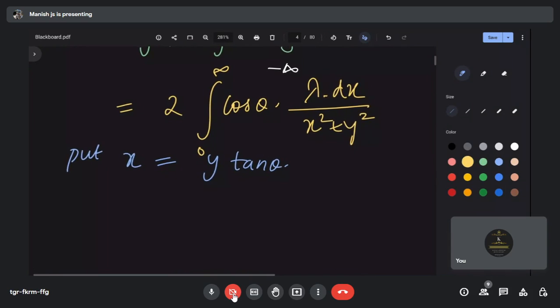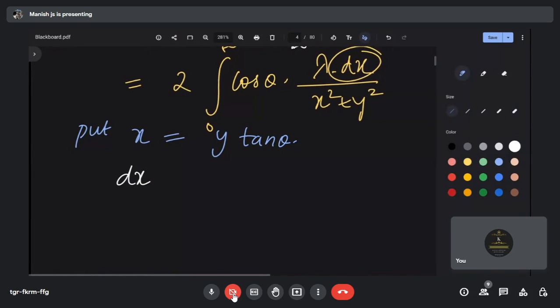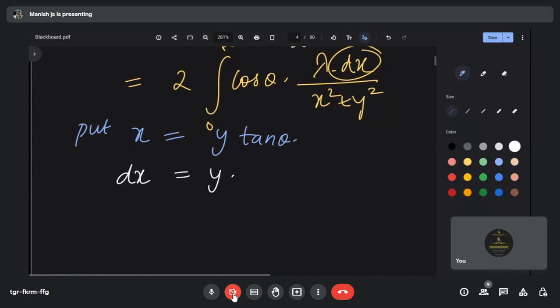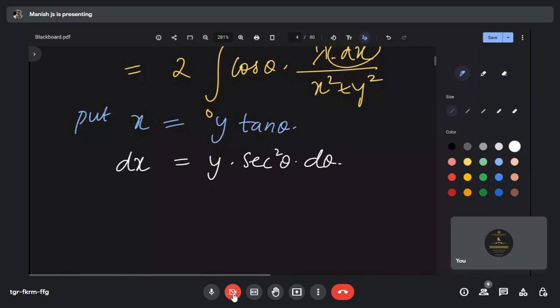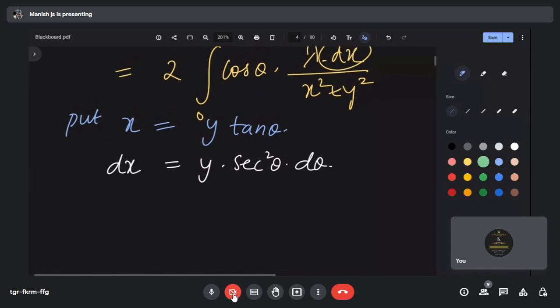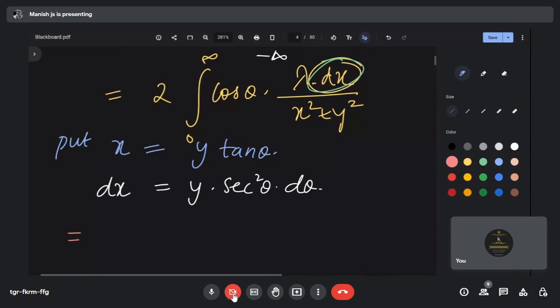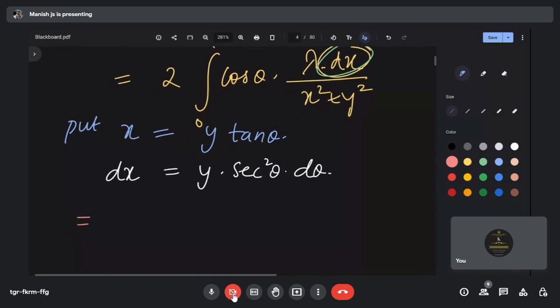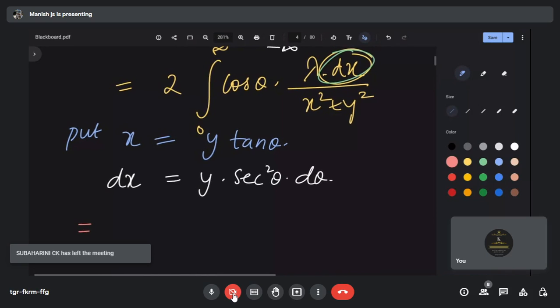We need dx, isn't it? Because we need dx, we bring in this relation. So when you differentiate, you will get dx is equal to y times the differentiation of tan theta. The differentiation of tan is secant square theta into d theta. That is the differentiation concept. Differentiation of tan is secant square theta into d theta. Okay? So we will get it like this. Now we take this and substitute it in place of dx. So what do we get? You will get 2. Constants, take them all out first. So the constant is lambda, you can take it out. Okay.